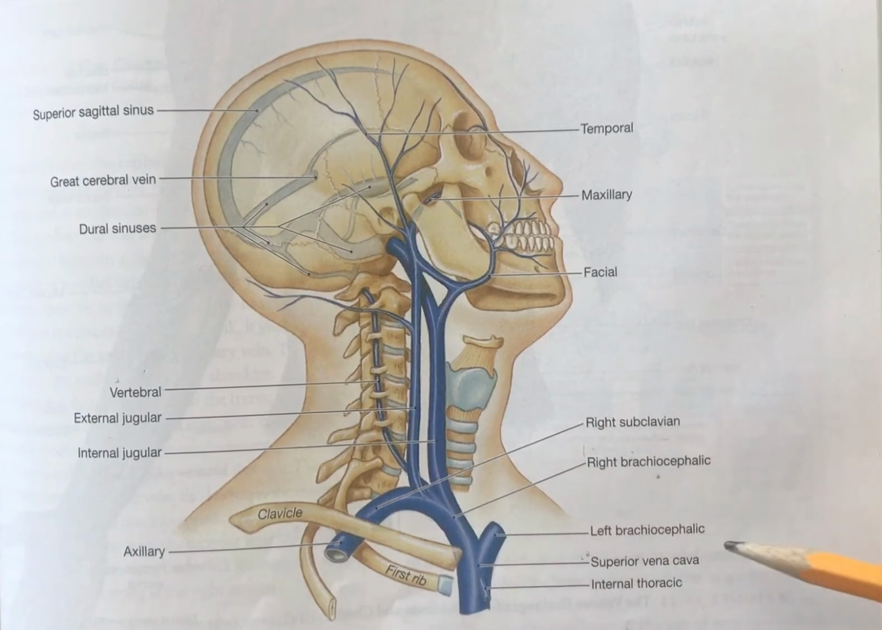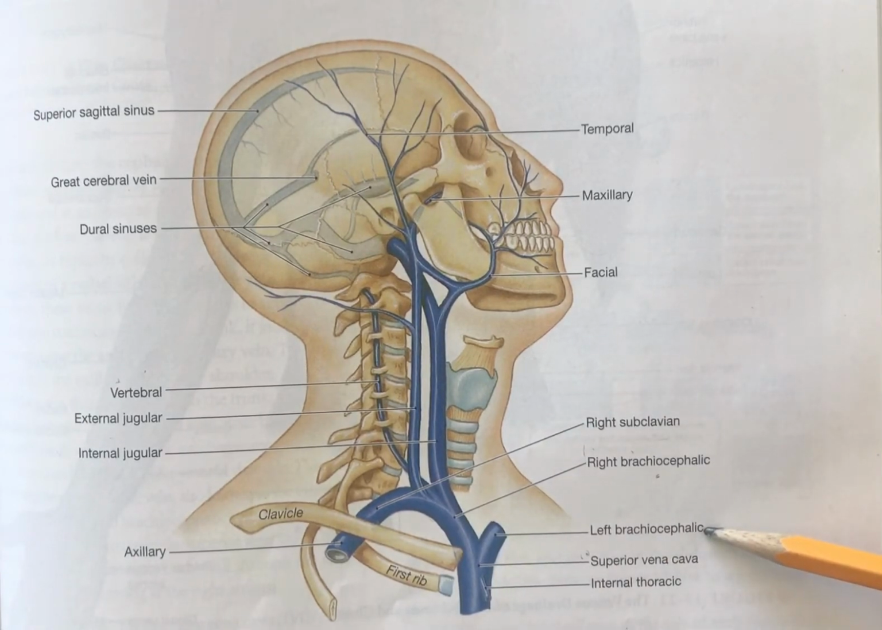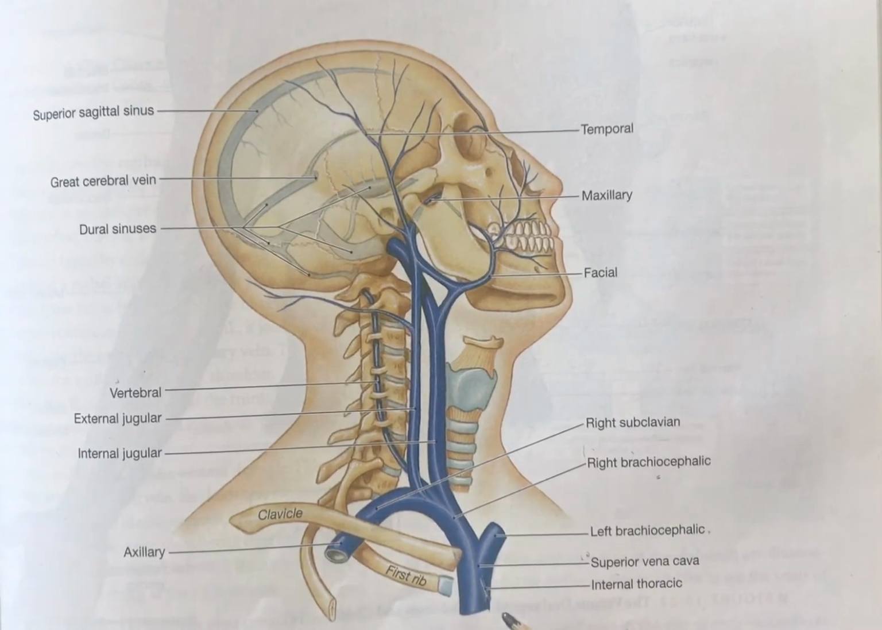And then if you notice, I have another brachiocephalic vein on the other side, which is also coming in. And these are going to form the superior vena cava, which is going to drain into the right atrium.